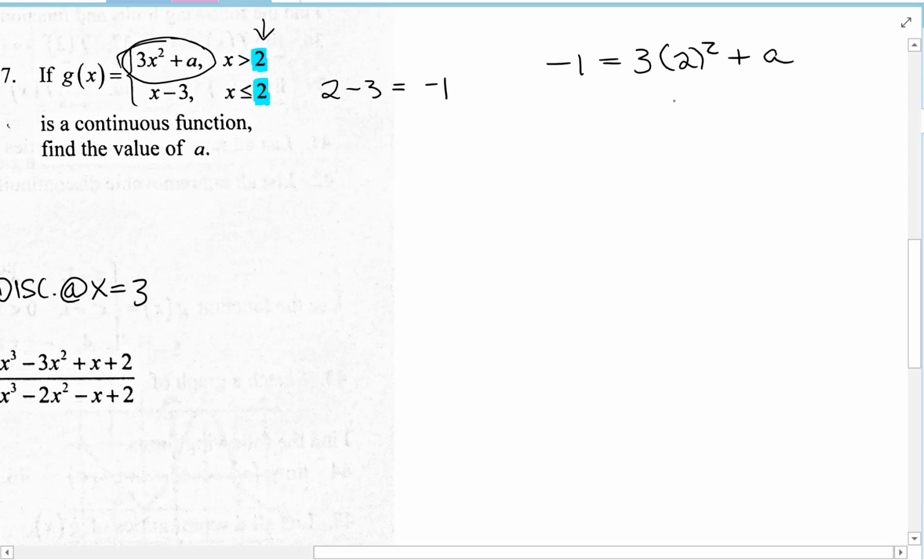So now I will solve for a. A is equal to -13. In order for this to be a continuous function, a has to be -13.